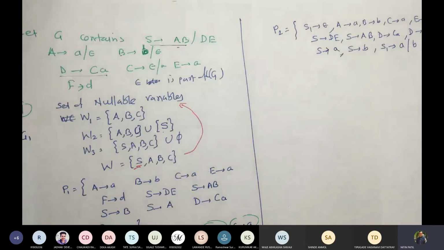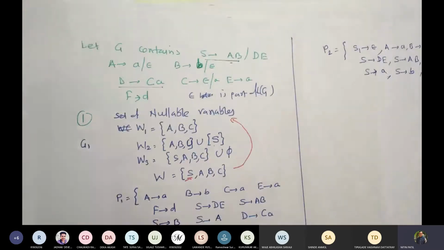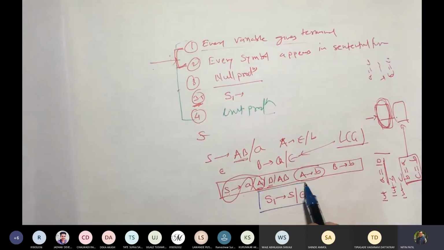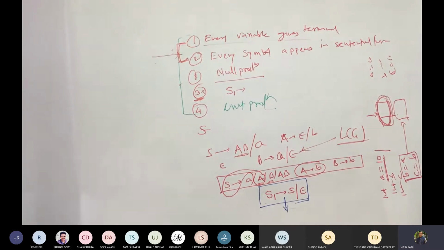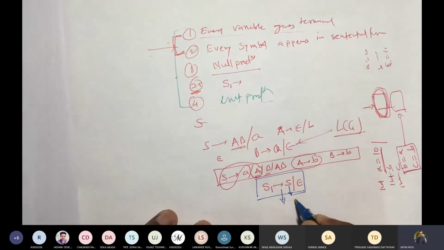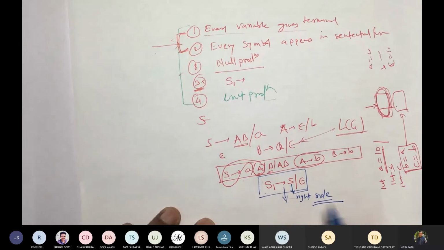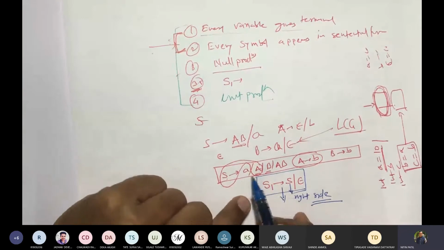So now we are making a small modification in this 3.5. What is the algorithm 3.5 we talked about? Can somebody tell me what that was? We said we will introduce S1 gives S and S1 gives epsilon. Now we are modifying it so that this is done only when this S occurs on the right side of either of the productions.